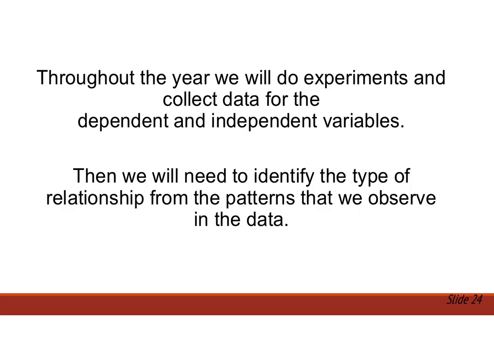So throughout the year, we're going to be doing experiments and collecting data for various dependent and independent variables, and then putting those data points on a graph and using the shape of the graph to identify the type of relationship that is forming between those two variables based on the patterns we see on the graph. So hang on to these notes, because you'll be using them to identify the 4 different types of relationships multiple times throughout the year.